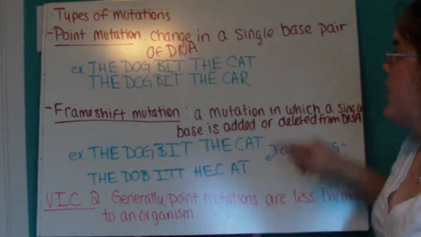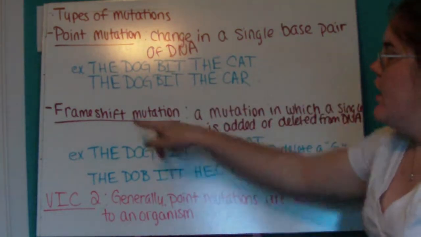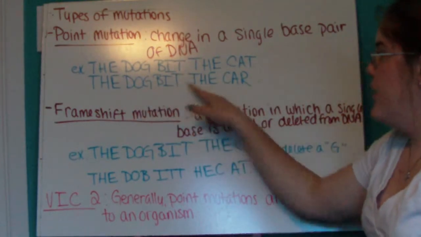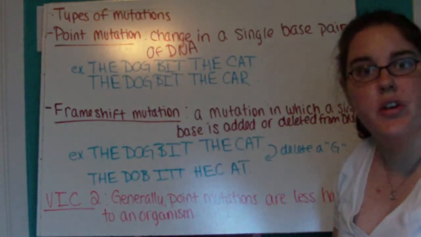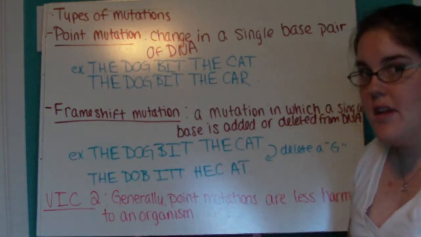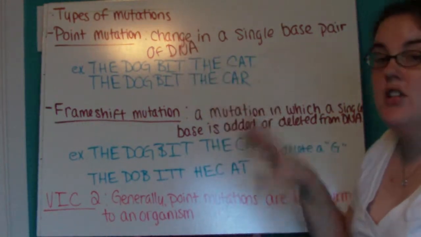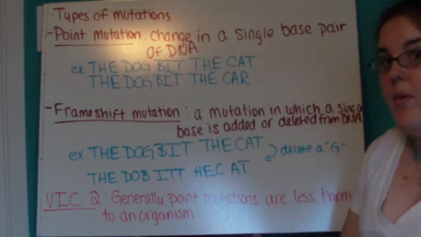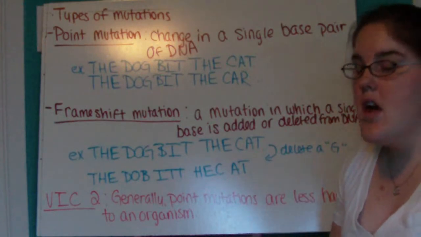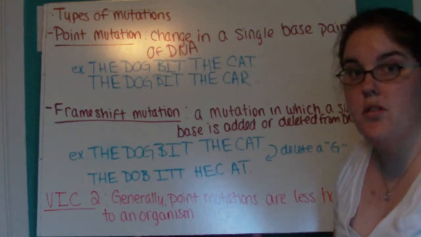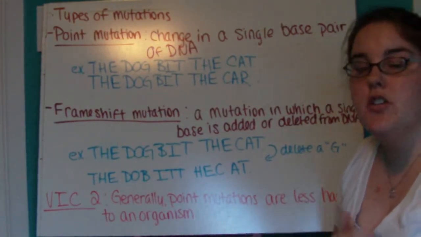Now, changing one letter, we change a T to an R. Now the sentence reads, the dog bit the car. The sentence has a completely different meaning. It no longer means the same thing. Much as in a change in a nitrogenous base, going from a T to a C might change the entire shape of a protein, might change the entire function of a protein.